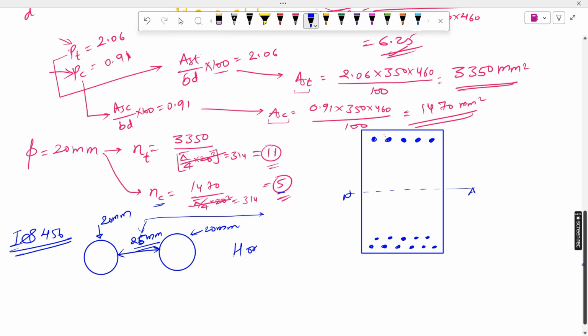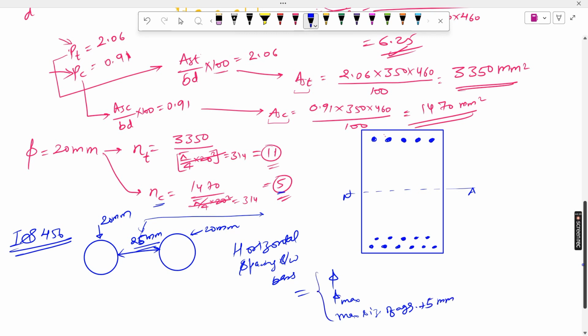There is a section in IS 456 for horizontal spacing between bars. What is that? It is phi, phi max, and maximum size of aggregate plus 5 mm. You have to take the maximum of these three values. Phi is 20 mm, phi max is also 20 mm, and the maximum aggregate size is generally taken as 20 mm, which becomes 20 plus 5, 25. So the highest value is 25.